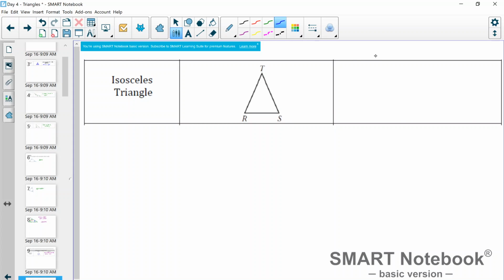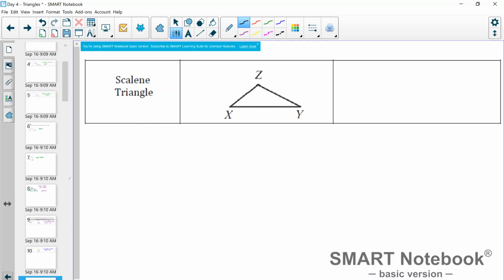An isosceles triangle, we have two sides that are the same or equal. So again, we're going to use slash. So a slash through this side and a slash through that side tells me these two sides, T to R and T to S, those two sides are the same. So as long as two sides are the same, we have isosceles.